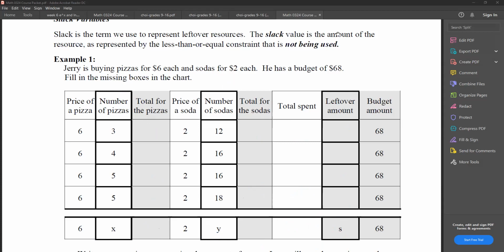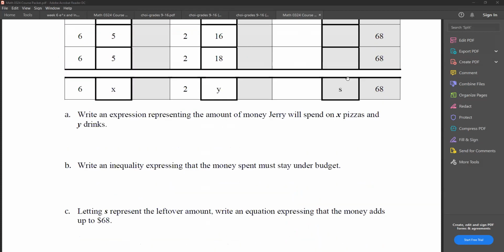Okay. Oh, oops. I should read the questions. All right. Write an expression representing the amount of money Jerry will spend on X pizzas and Y drinks. Well, we just did that. Okay, so let's write that again. So we know $6 per pizza plus $2 per soft drink.